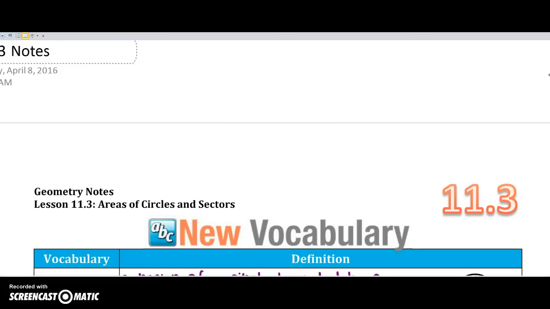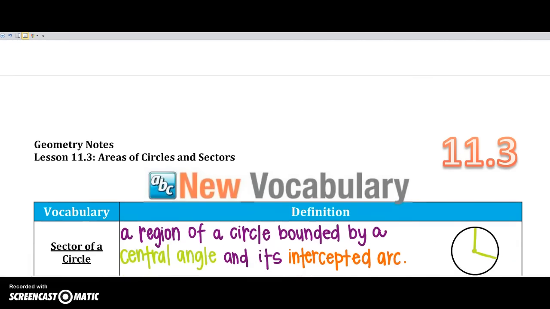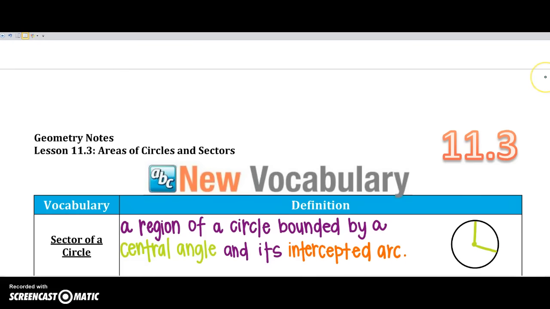We are starting with lesson 3 in chapter 11. We're going to talk about areas of a circle and areas of a sector, which is part of a circle. Some of this is going to be review for you, especially area of a circle. The sector of a circle is a new term. It's just a region of a circle bounded by a central angle and its intercepted arc.